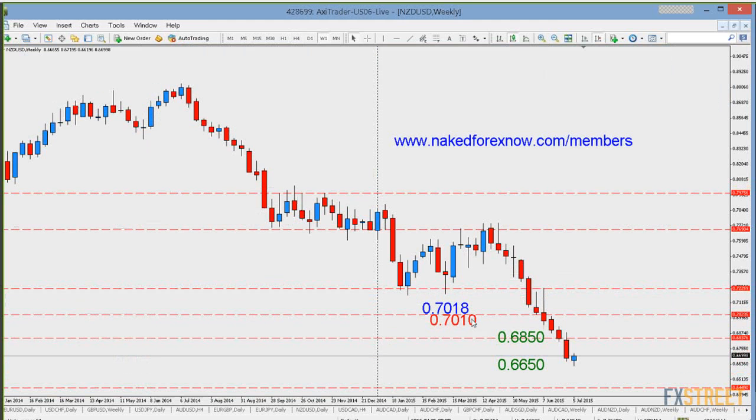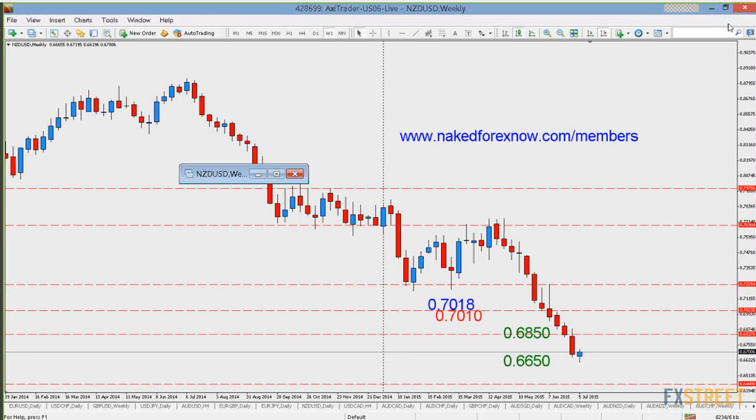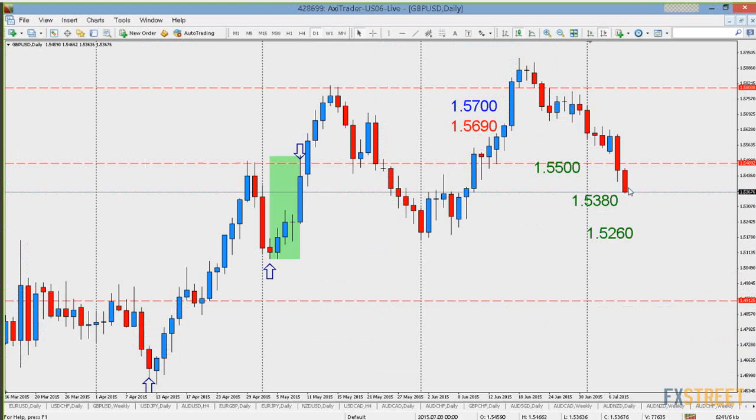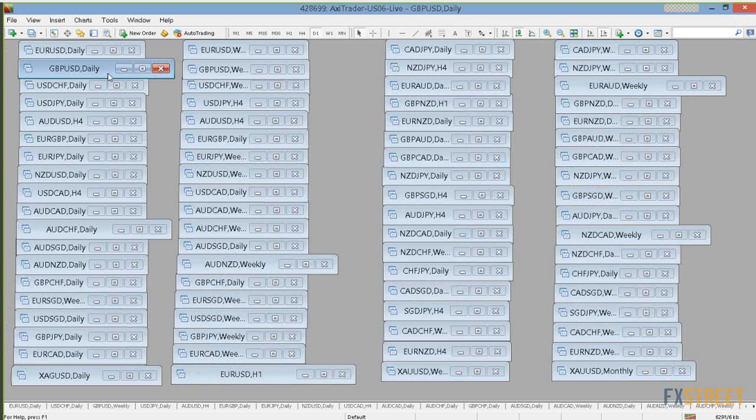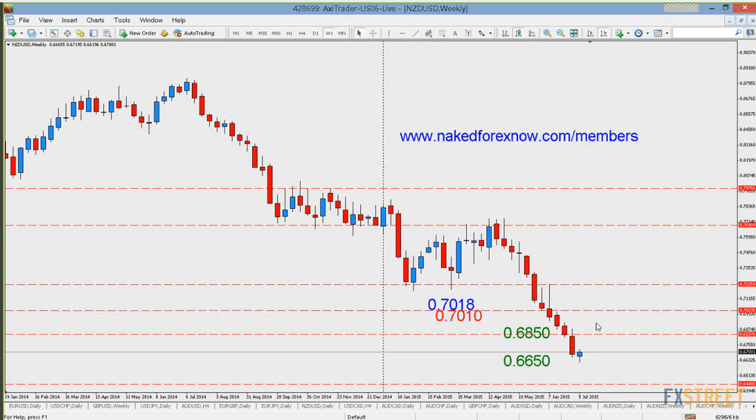My weekly New Zealand dollar trade hit target 1 and target 2. That one is now over. That trade is done and dusted. Okay, the pound trade hit... oh, cool, we did hit target 2. That just happened, I think. The pound trade was sold at 57. It hit 55, which is target 1, and it just now hit target 2 at 53.80, and I'm waiting for target 3 at 52.60. Stop loss is at 56.90 or plus 10 pips. So those are the two trades I've had recently, the pound one and the Kiwi one.